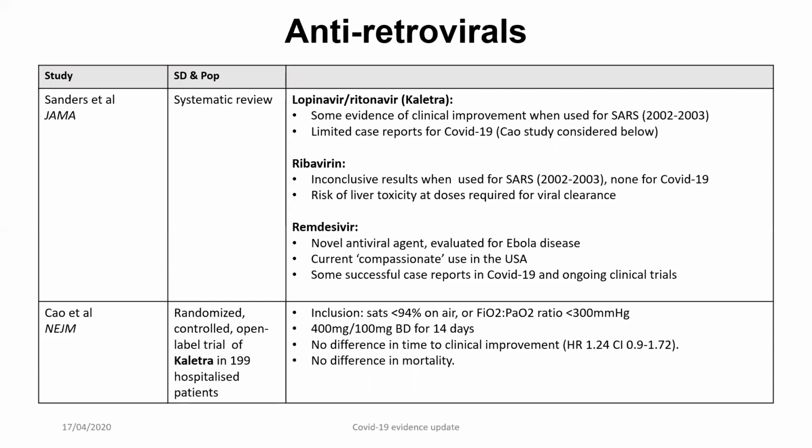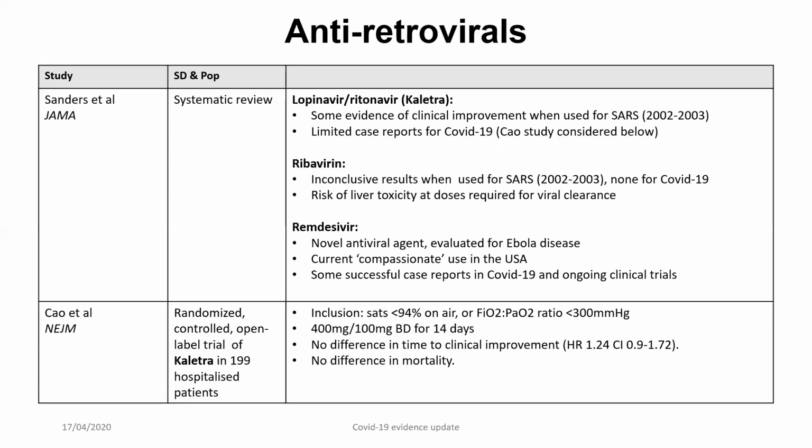I've just included at the bottom here the study by Cao and colleagues published in the New England Journal. So this was a randomized controlled trial of Kaletra in 199 hospitalized patients, so still relatively small. For inclusion, they had to be quite sick with significant hypoxia. However, they found no difference in time to clinical improvement, with a hazard ratio of 1.24 and a wide confidence interval, and no difference in mortality. So these are the kind of results that we're getting for Kaletra.